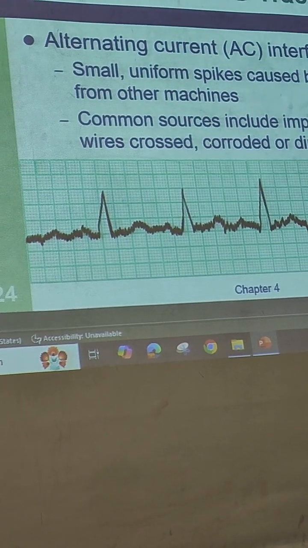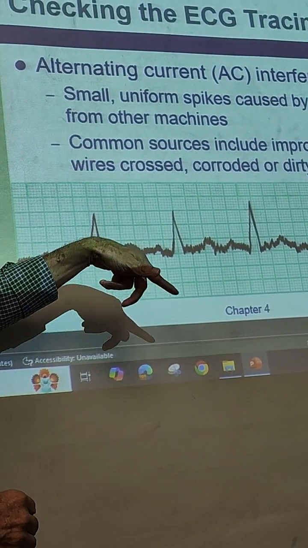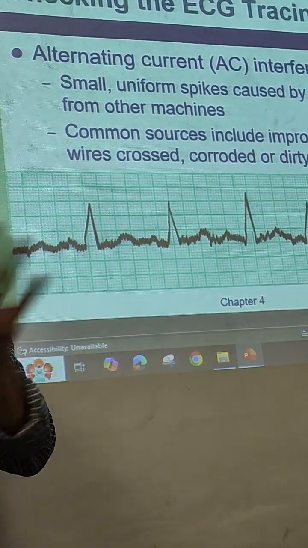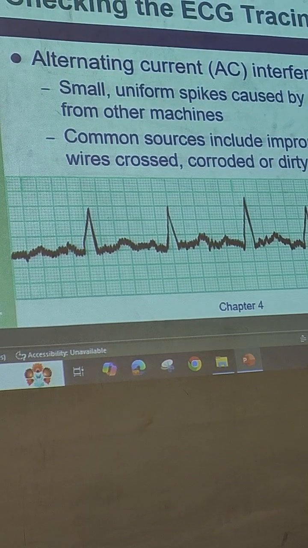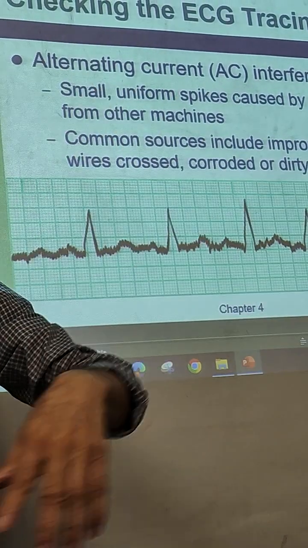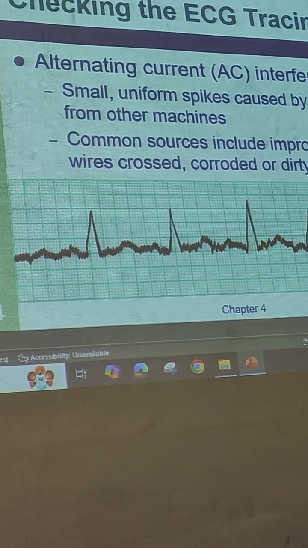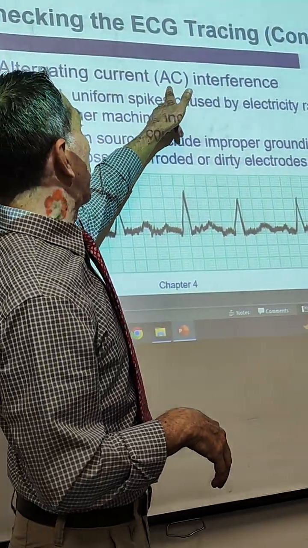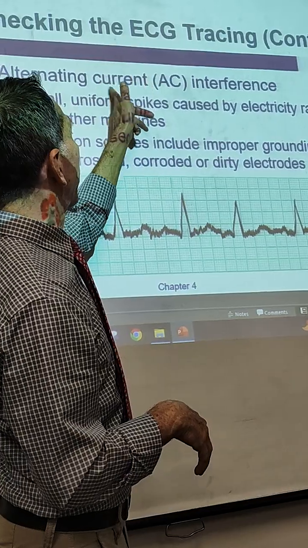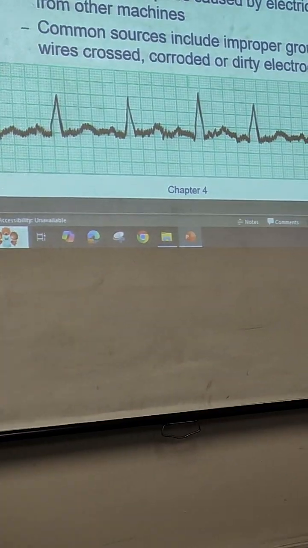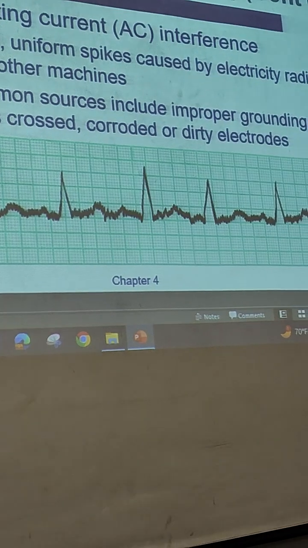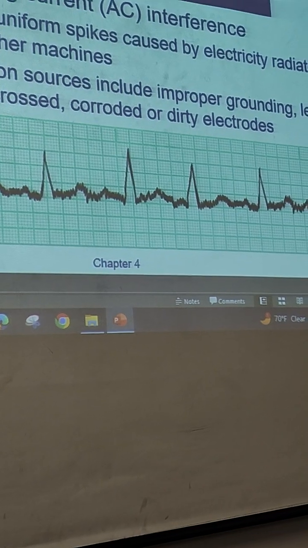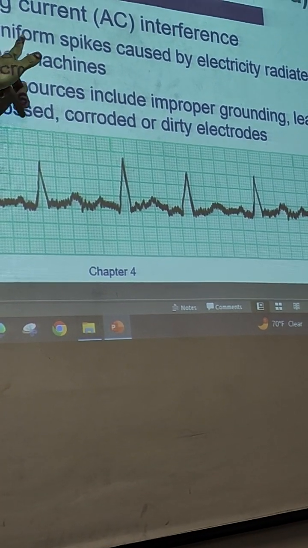No cellular device. Common sources include improper grounding, lead wire screws, corroded electrodes. Don't pay attention much to that. The most important thing is electrical interference. Anything that has to do with electrical interference, that's your answer. Remember, A stands for alternating, C for current. So that will be electrical interference, right here. AC interference. You said AC means what? Sorry. Right here. Alternating. Thank you. Current for C.